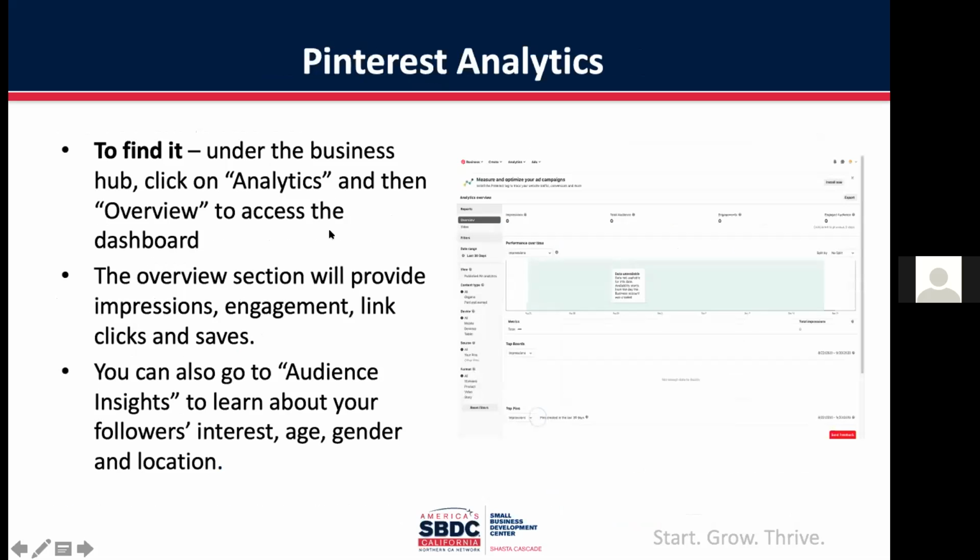And then analytics, you want to find it. You're going to find it under the overview. And you can go up here on the top in the business, like my business page, analytics. And then they give you the overview, the selection. You can look at impressions, engagement, link clicks and saves. And then you can also go to audience insights to learn who's following your interest, your age, your gender, and the location. So then you can retarget ads maybe to that specific location or that specific age or gender or interest.